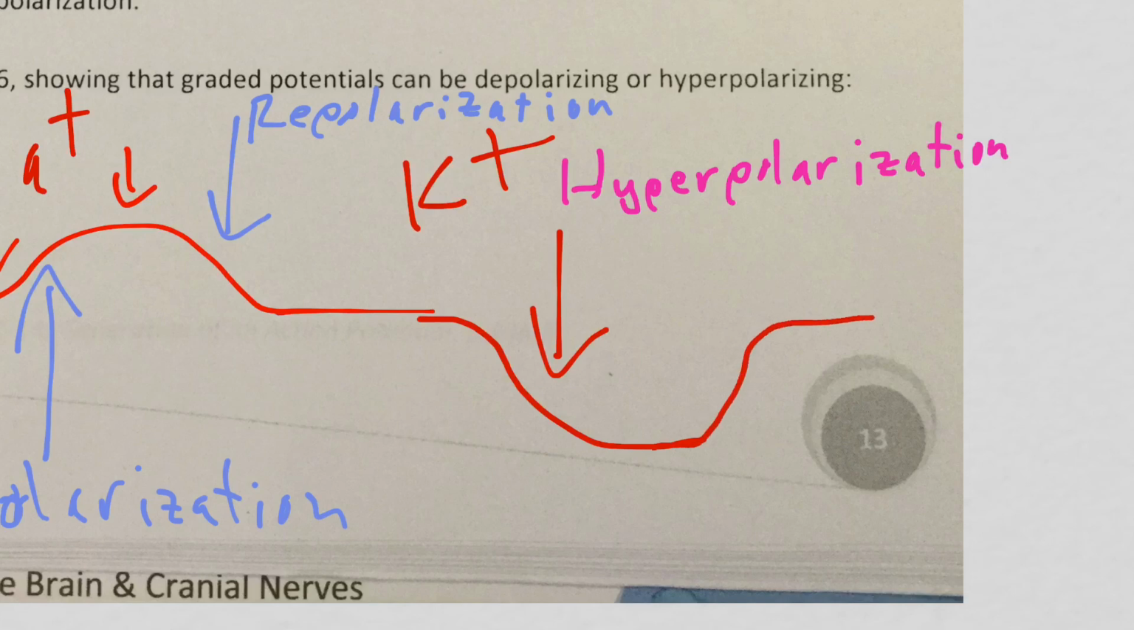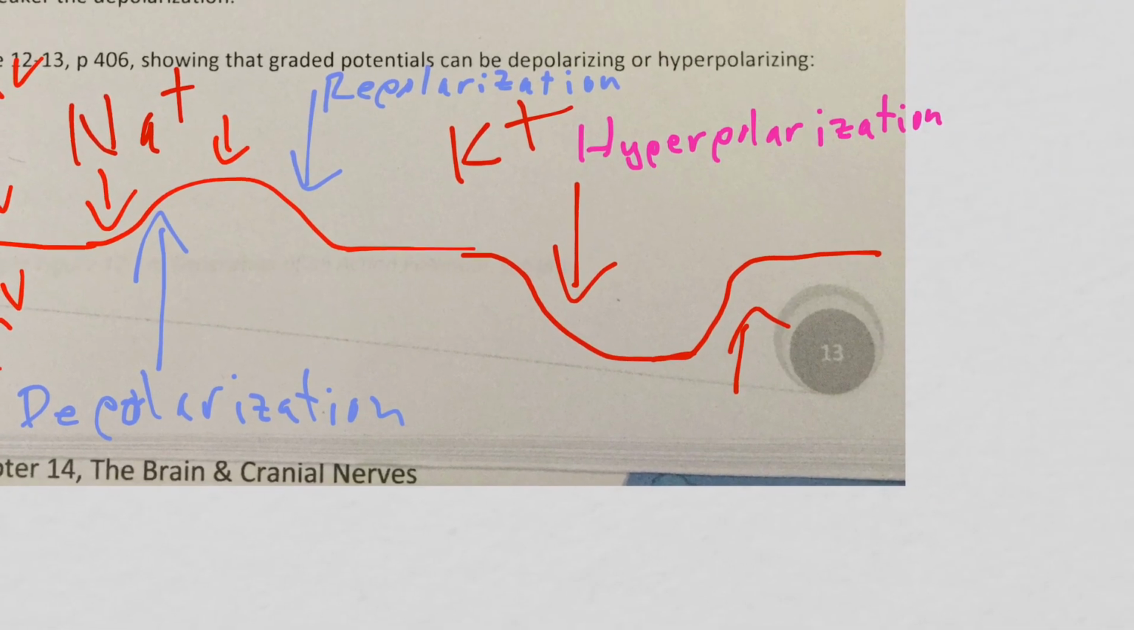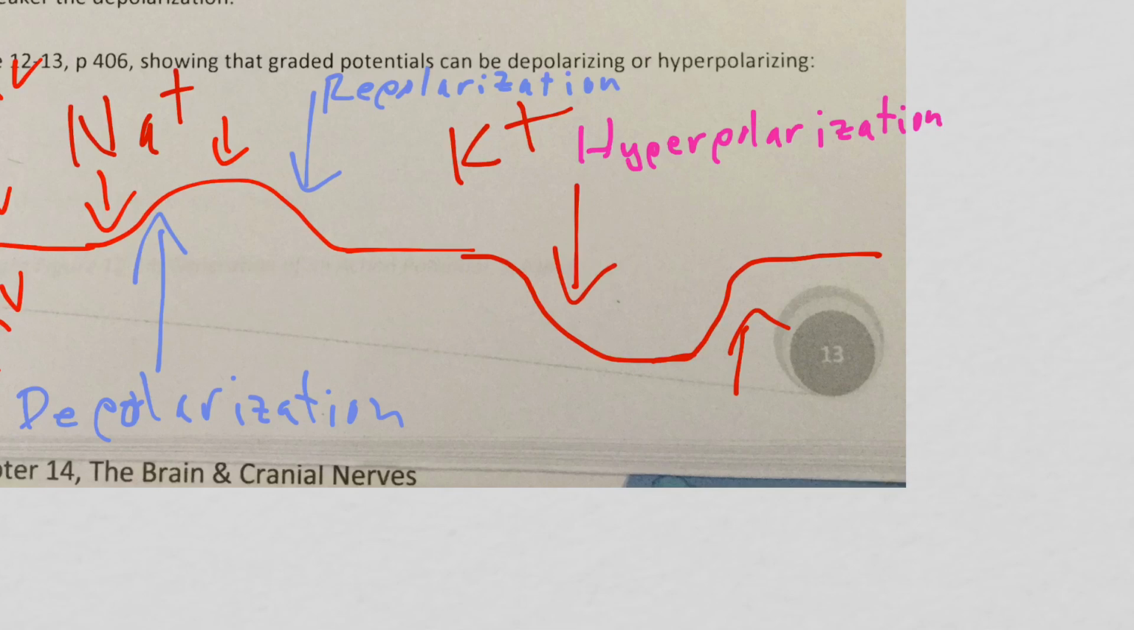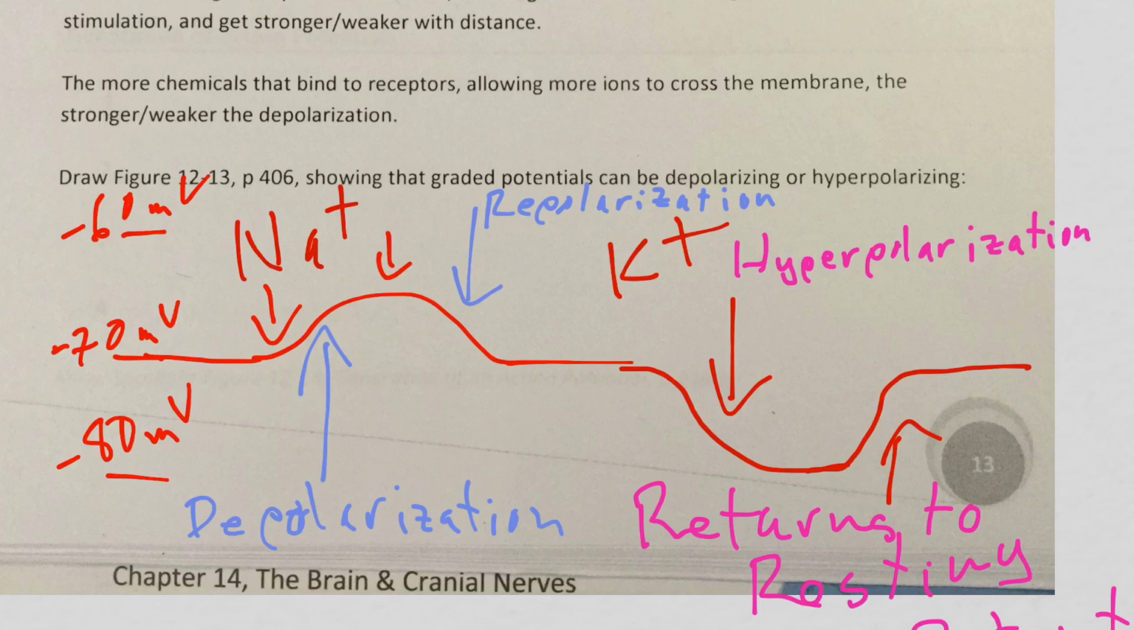And then as it returns to resting, it does not get a fancy term. When we depolarized and returned to resting, we got a fancy term. We got repolarization. When we got more negative than normal, we got hyperpolarization. And now that we're going back to normal, we're at returns to resting potential, which is less fun.